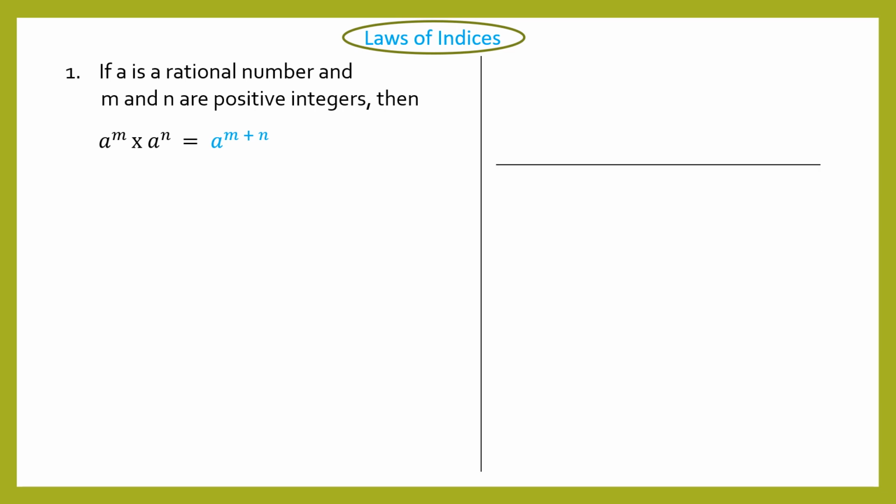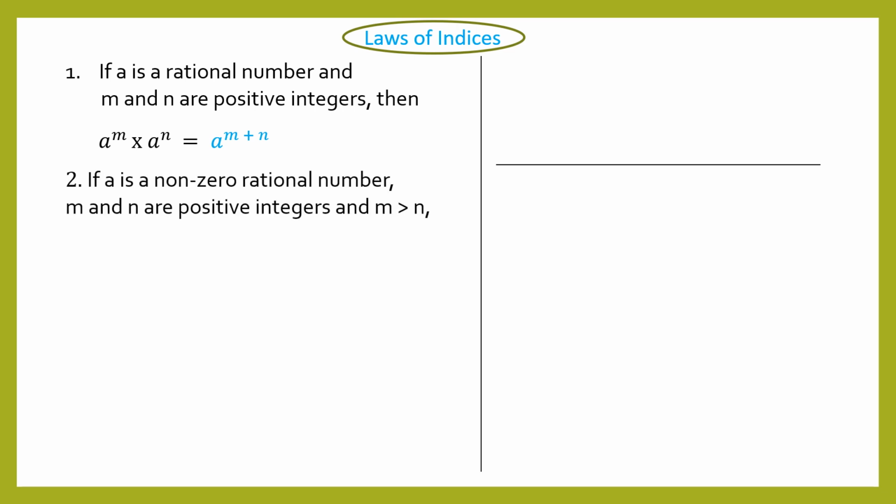Let's see the next law. If a is a non-zero rational number and m and n are positive integers and m is greater than n, then a raised to m divided by a raised to n is equal to, let's see what will be this law.